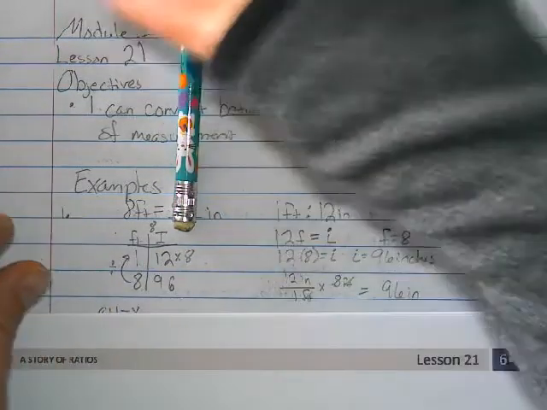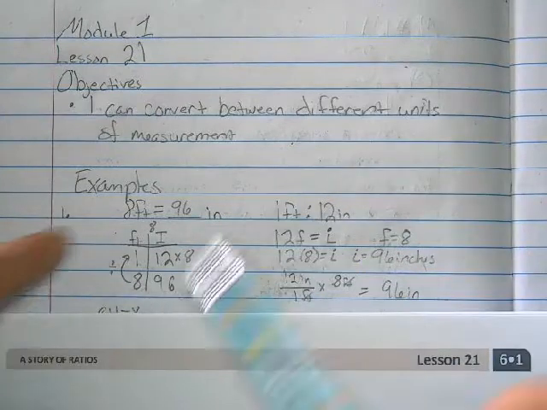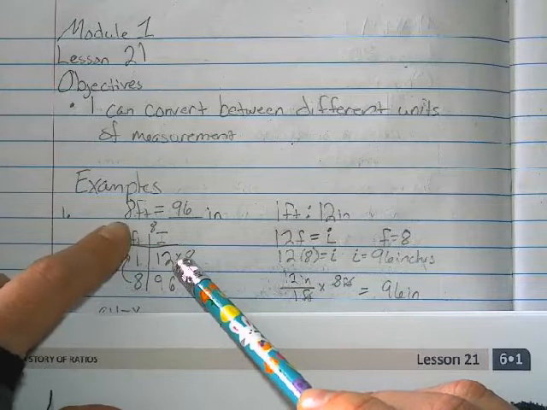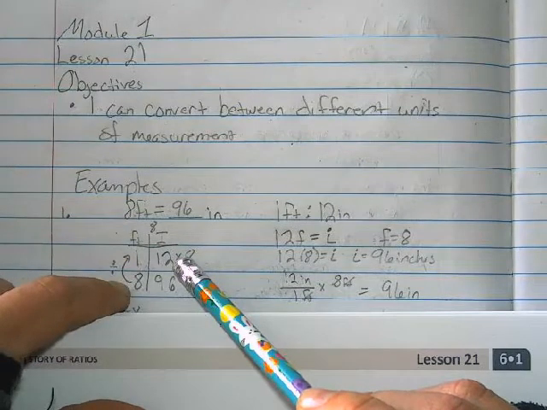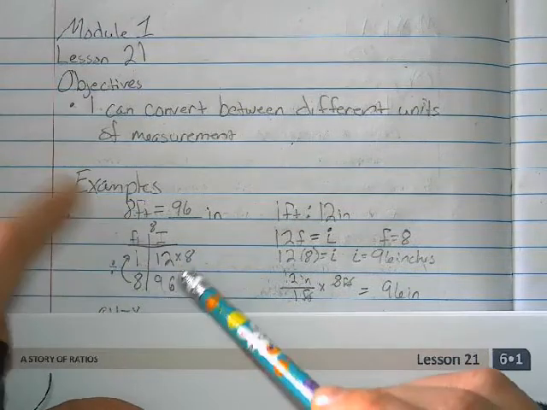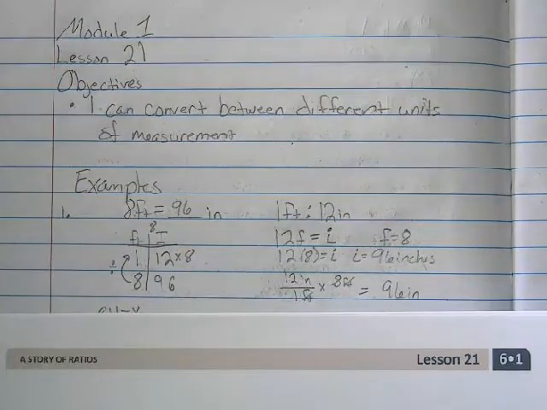Over here, I did a table, and on my table, I did feet and inches. My original ratio was 1 to 12. They gave me 8 feet, so I went down here. Under feet, 8 divided by 1 is 8. 8 times 12 gave me 96. I have my answer, 96 inches.